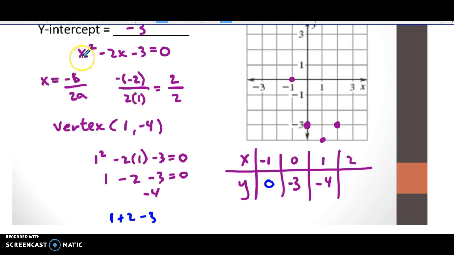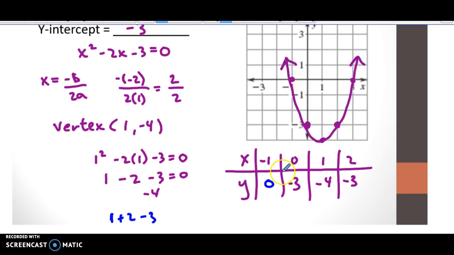So if I put 2 in here just to double check, 2 squared is 4, minus 2 times 2 is 4, so I have 4 minus 4 is 0, and minus 3. Then I see I end up with (2, -3). So my table is supporting what I had found elsewhere, so let's go ahead and add my other root, which has to be the mirror image of this root that I found. So I can go ahead and connect.